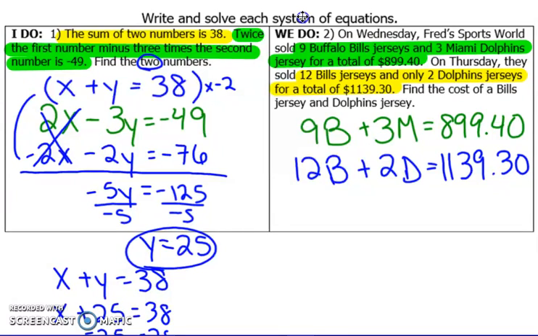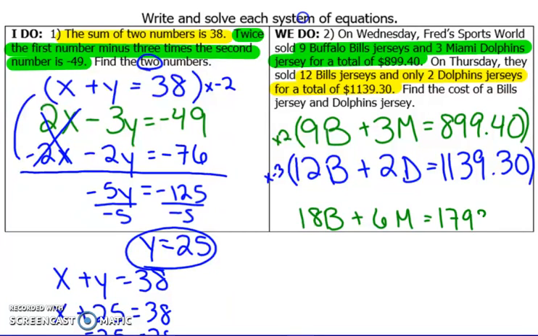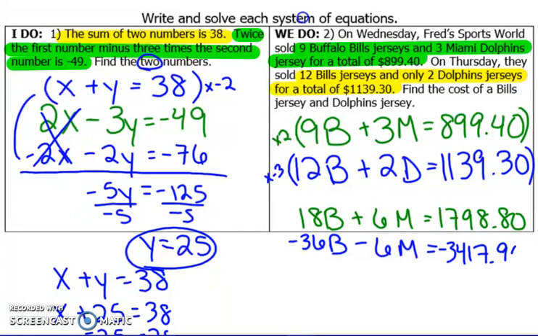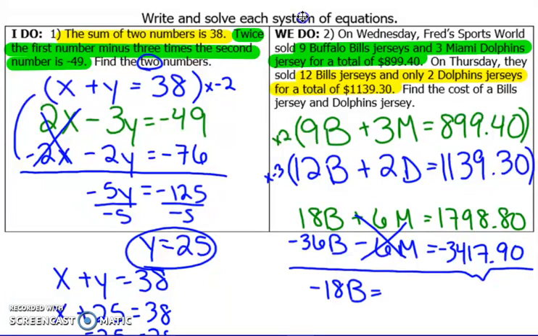Again, graphing, substitution, or elimination. I'm going to use elimination again, and I'm going to multiply this line by -3, and I'm going to multiply the top equation by 2. Well, the top equation gives me 18b plus 6m equals $1,798.80. And when I multiply my second line, I get -36b minus 6m equals -$3,417.90. Well, from here, we notice that my Miami jerseys cancel, and I'm left with -18 Bills jerseys is equal to -$1,619.10.